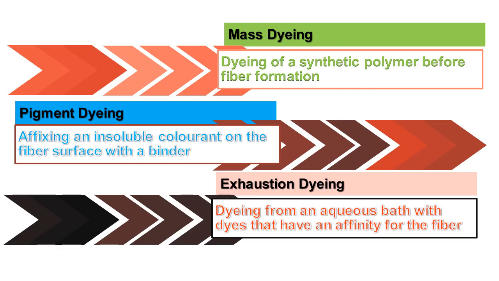The further classification can be as mass dyeing, where dyeing of a synthetic polymer is done before the fiber formation takes place. Pigment dyeing, affixing an insoluble colorant on the fiber surface with a binder. And exhaustion dyeing is dyeing from an aqueous bath with a dye that has an affinity for the fiber.